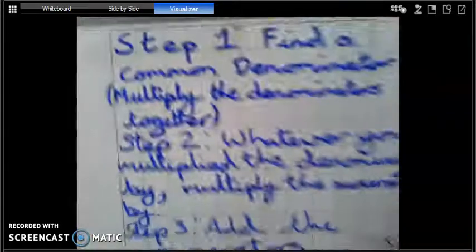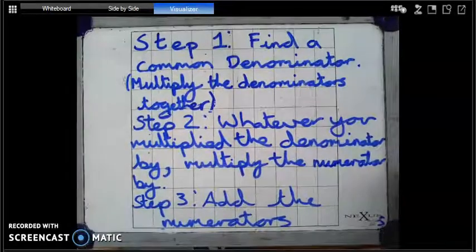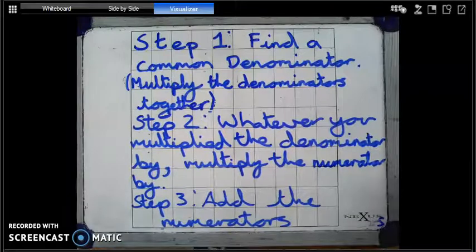Let's recap those steps again one more time. To add fractions with different denominators, first we need to find a common denominator. We can find that by multiplying the two denominators together. Step 2. Whatever we've multiplied the denominator by, the numerator of that fraction needs to be multiplied by that number too. And that final step, we only add the numerators together.